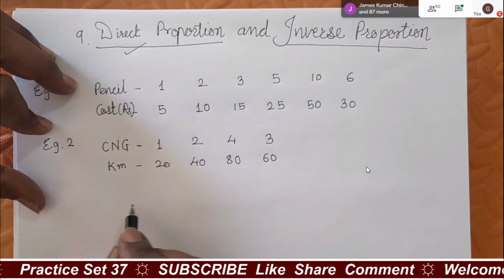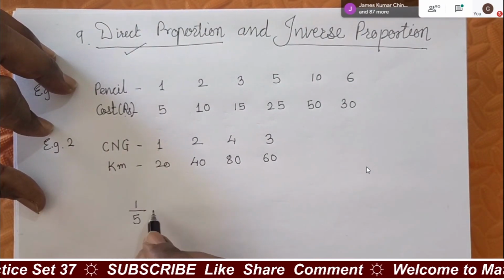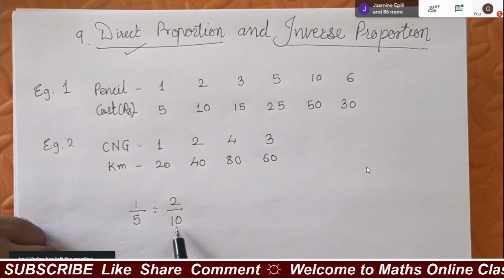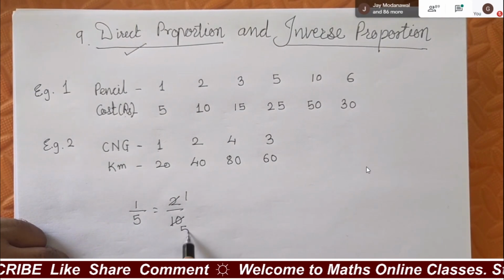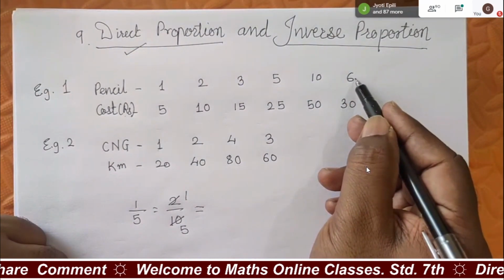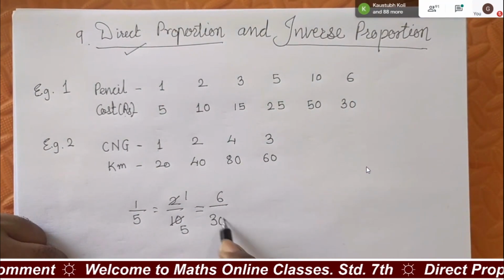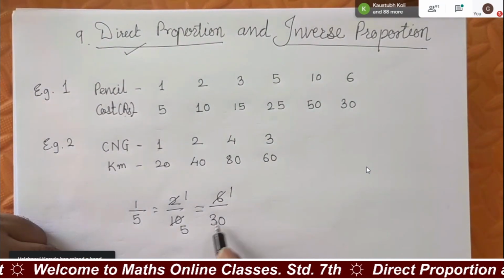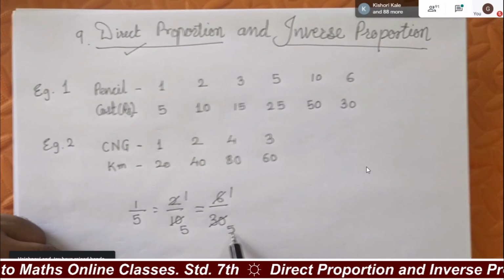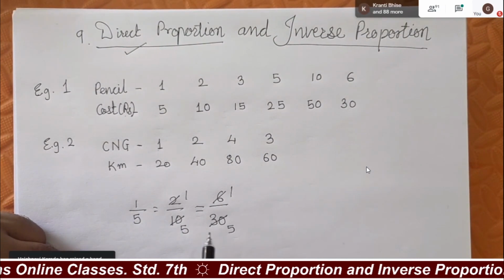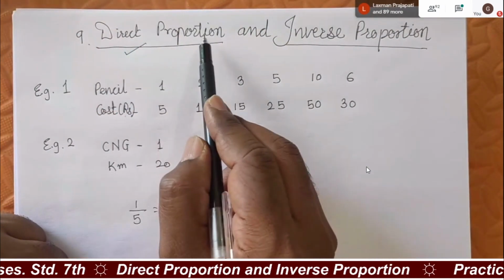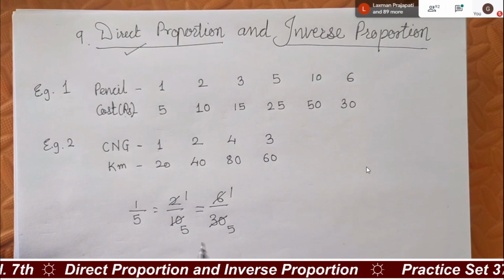Now take this first example. If I write the proportion 1/5 equals 2/10. Now if we decrease this 2/10, 2 ones are 2, 2 fives are 10. It means we get 1/5, the same constant ratio. Now take 6/30, divided by 6. 6 ones are 6, 6 fives are 30. It means here also the answer comes the same. So 1 upon 5, a constant or same proportion, we are getting. It is called direct proportion. Understand? Write down these two examples.